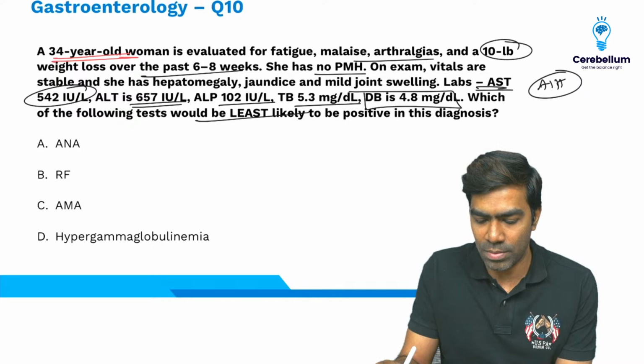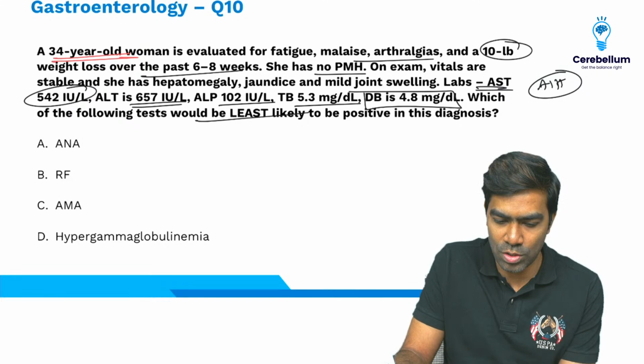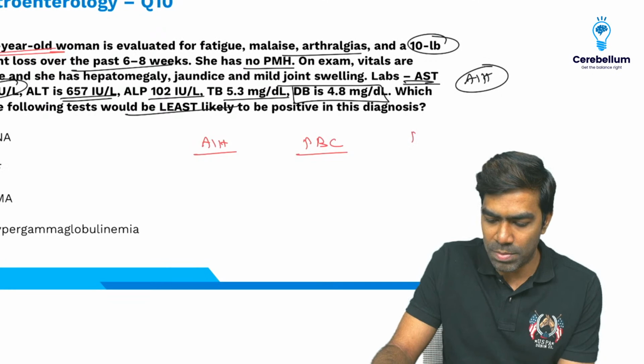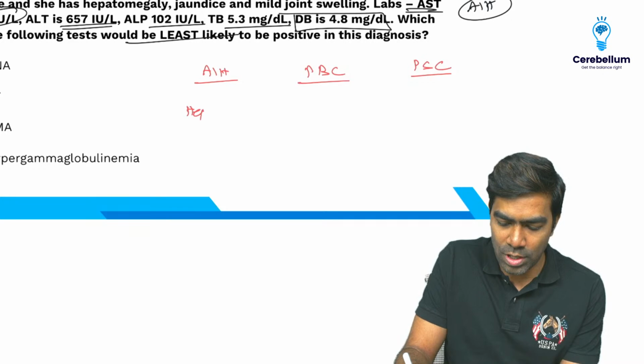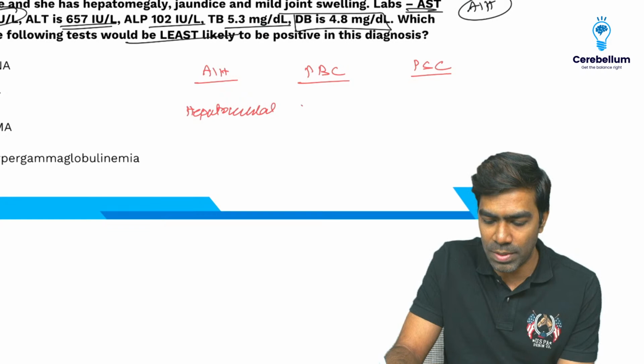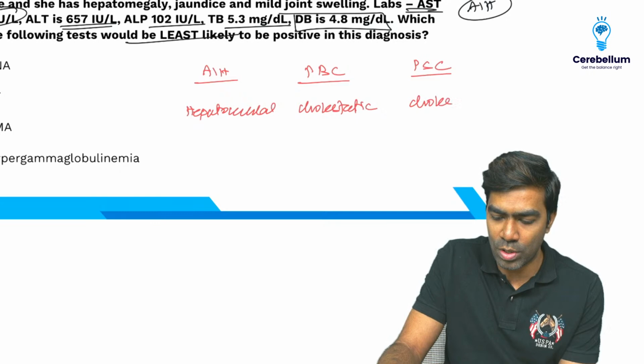So what is the pattern? Let us see three disorders. One is autoimmune hepatitis, second is primary biliary cholangitis, third is primary sclerosing cholangitis, PSC. How will they present? Autoimmune hepatitis is going to have a hepatocellular pattern. Primary biliary cholangitis will have a cholestatic pattern. Primary sclerosing cholangitis also is going to have a cholestatic pattern. So hepatocellular, cholestatic, cholestatic. That's going to be the pattern.